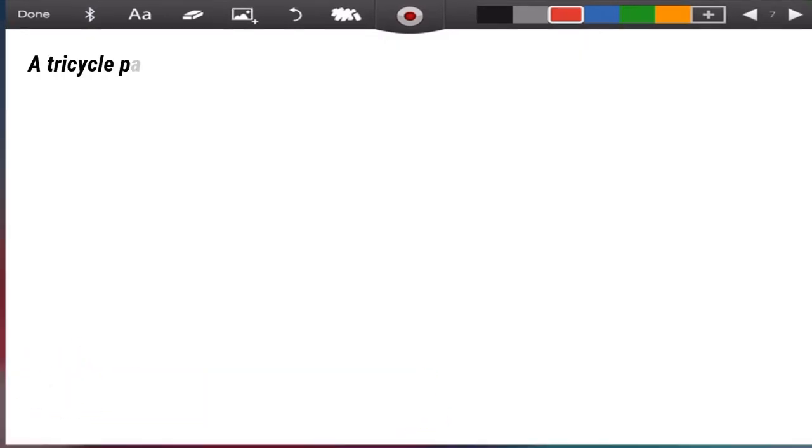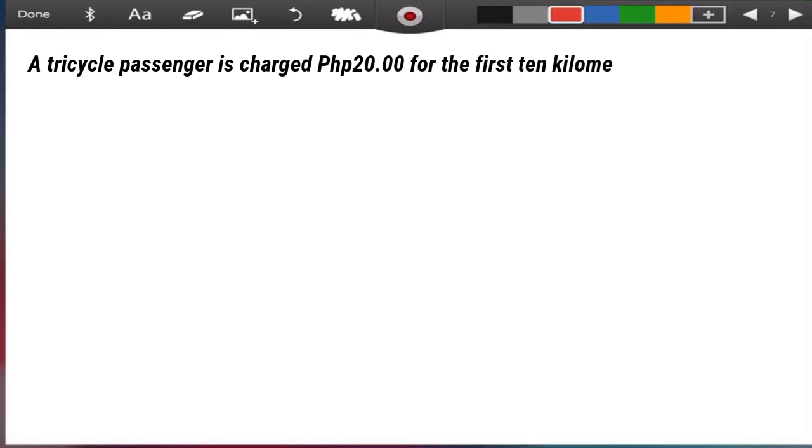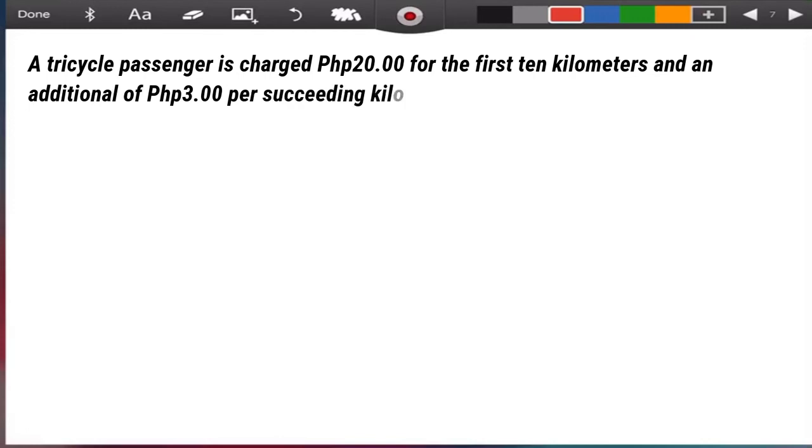Problem number 3. A tricycle passenger is charged 20 pesos for the first 10 kilometers and an additional 3 pesos per succeeding kilometer.